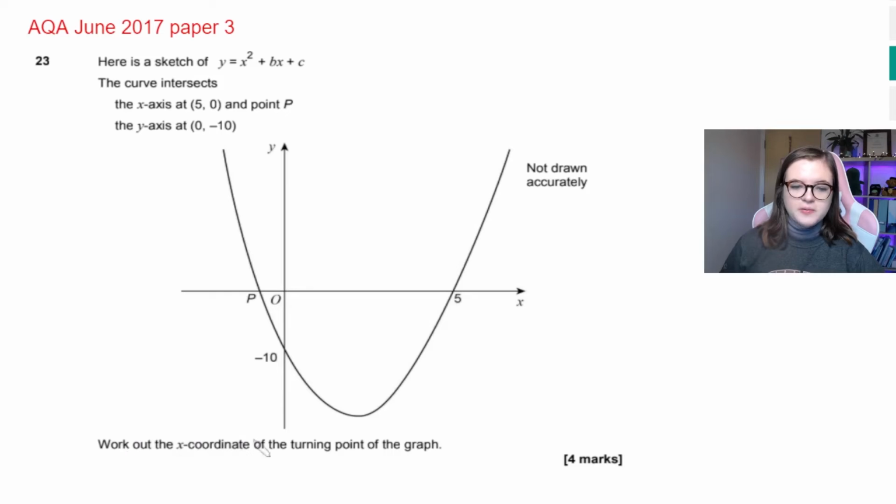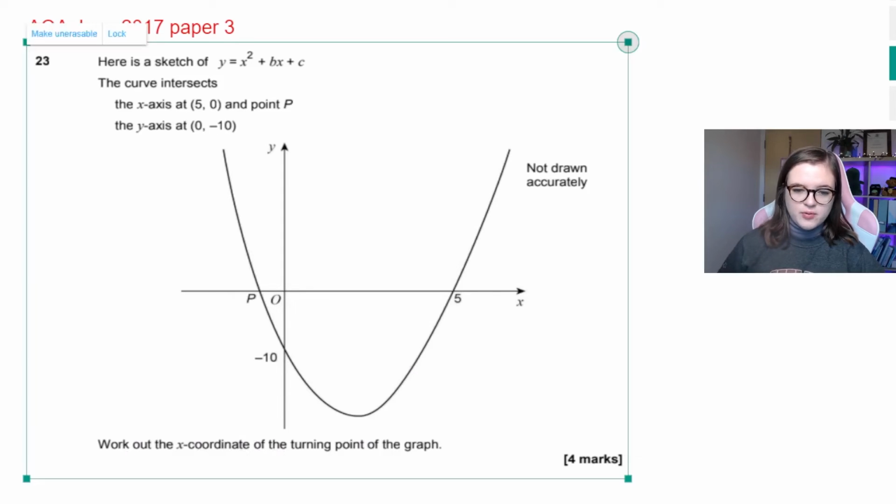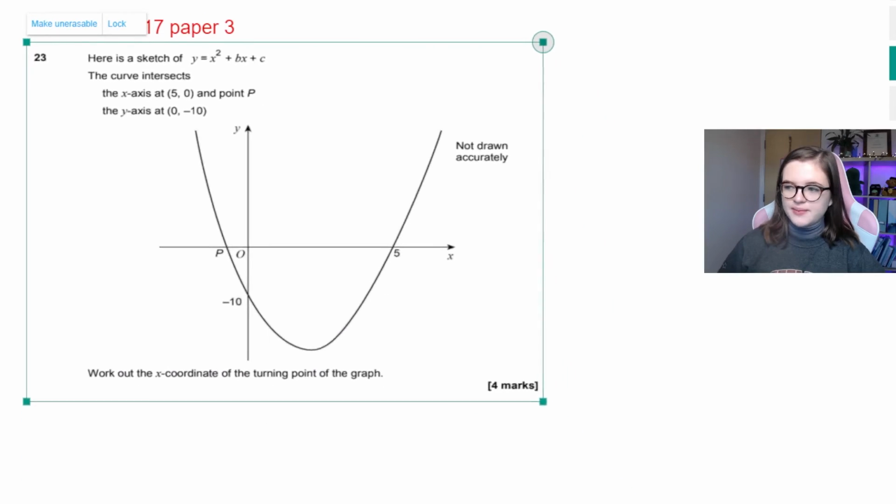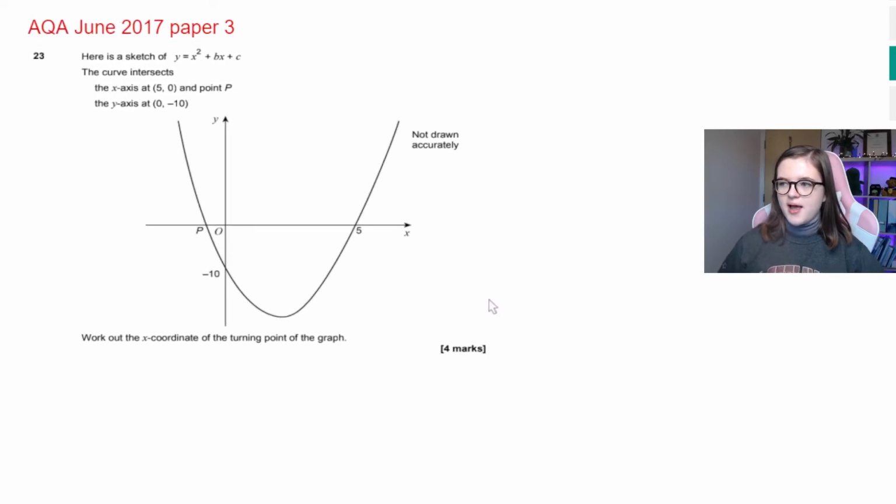Okay, work out the x coordinates of the turning point of the graph. So I'm going to shrink this a little bit so I have a bit more space to write. Still the same question, obviously just shrunk. So let's have a look then. Let's see what we've got here. So the x-axis at 5, 0, that's that bit there. And then the y-axis at 0, minus 10, that's that bit there.